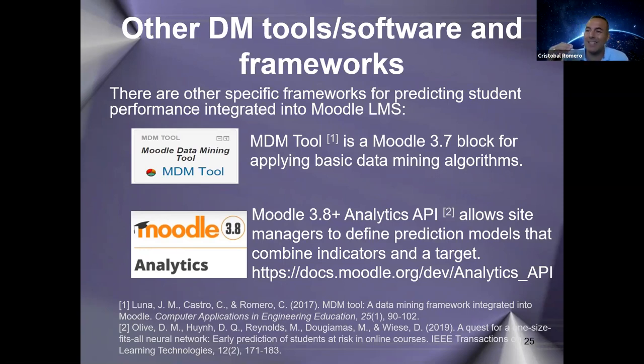Why? Because the second one is directly integrated in Moodle and is supported by Moodle. Moodle has an analytics module. From version 3.8 on, Moodle has an analytics API. It allows managers to define prediction models that combine indicators and targets and provide a deep learning model trained with previous courses that you can apply to your own data in Moodle directly. I don't know if you know, but this is very, very interesting. Moodle has it. Probably you can use it. And you have a paper that you can read about how to do it. In fact, in this paper, one of the authors, David Olive, is one of the fathers of Moodle.